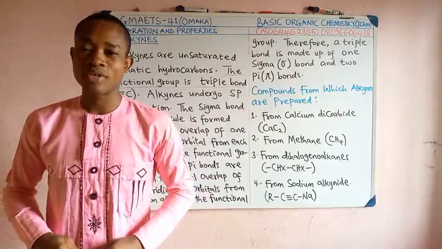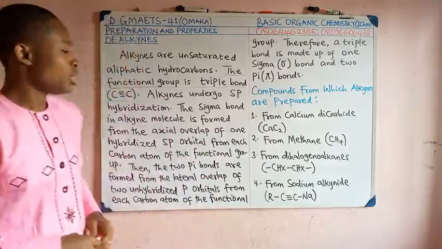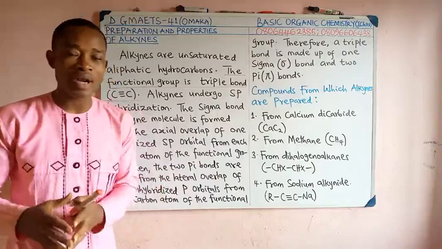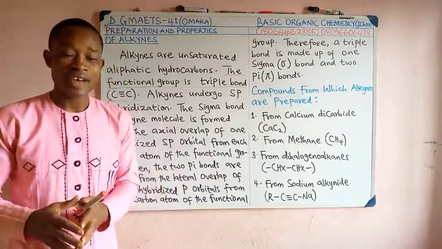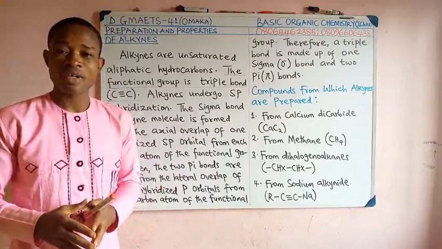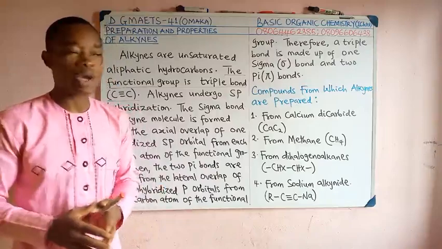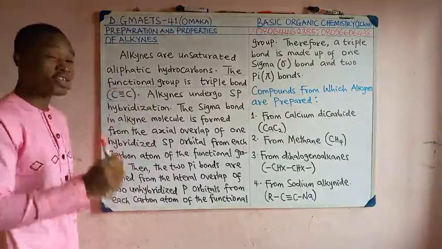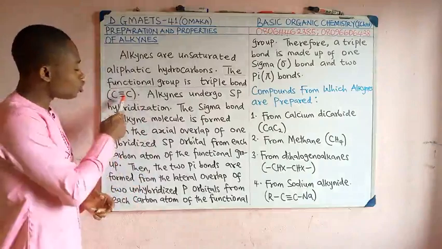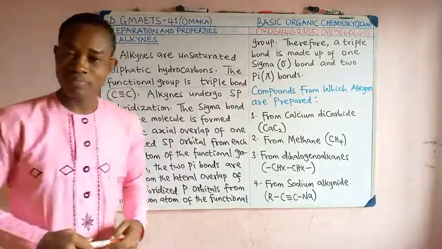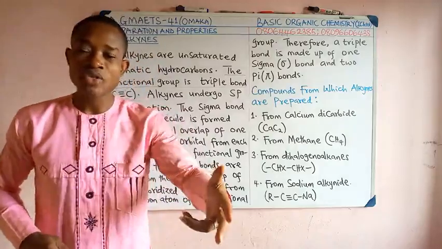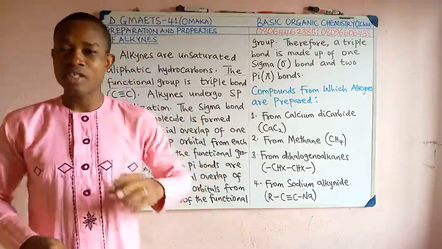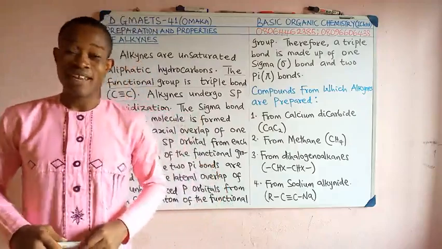sp hybridization. And this sp hybridization leads to the formation of sigma bond and pi bond. Is that okay? In every alkyne molecule, we have a sigma bond, we also have pi bonds. Coming to the functional group carbon, one of the bonds there is a sigma bond. And then 2 others are pi bonds. The question now is, how is the sigma bond formed, which is the strong bond there, and how are the pi bonds formed? Let us look at that.